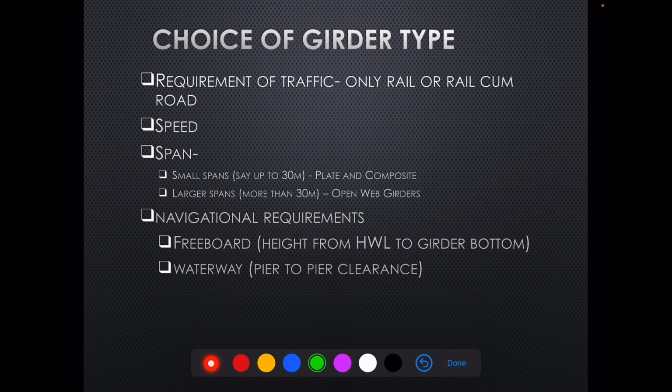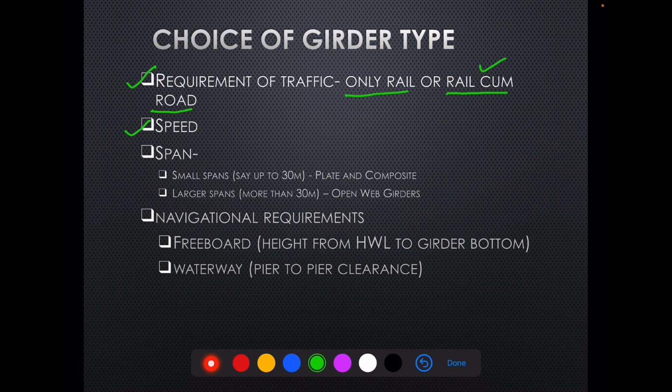We will start with the very obvious parameter, that is number one, requirement of traffic. What is the requirement of the traffic? Whether it is only rail or rail cum road. If it is only rail, we can go for any railway steel type girder, and if it has to serve both railway transportation as well as road transportation, then we have to go again for rail cum road bridge. Then comes the speed.